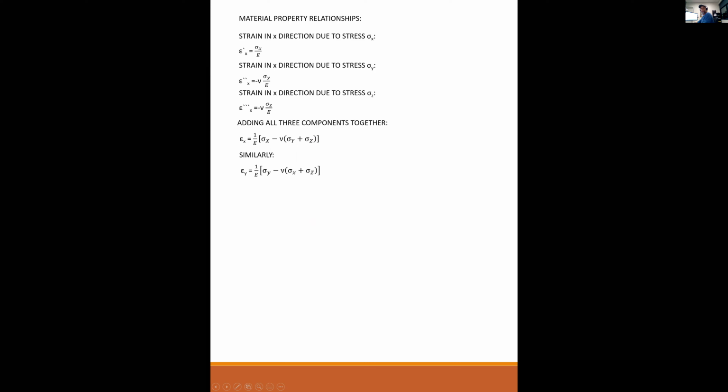Similarly, let me pull some of this stuff over here so I can see. Okay, so similarly, we can do the same thing in the y direction and in the z direction. What is changing, as you can see, is that sigma x becomes sigma y becomes sigma z. But here you can get the strain in any one direction if you know the stress in all three of the other directions. Do you have any questions? Any questions on this part?